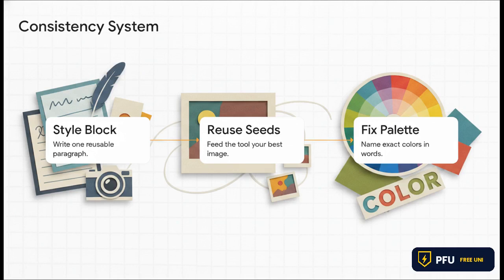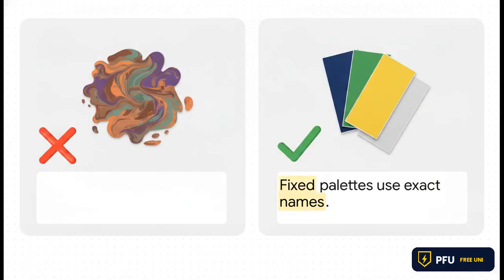And Step 3, strictly fix your color palette in words. To really understand why that last point matters so much, think about how AI actually interprets colors. Vague prompts, like just typing blue and yellow, mean you will be off-brand every single time. The AI is just going to constantly guess which random shade of blue you meant.